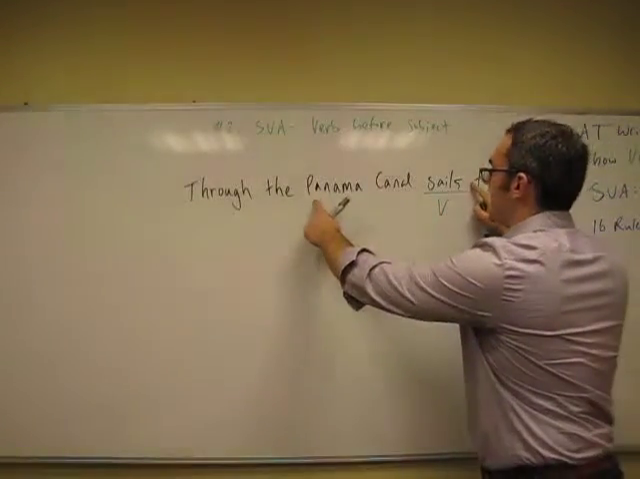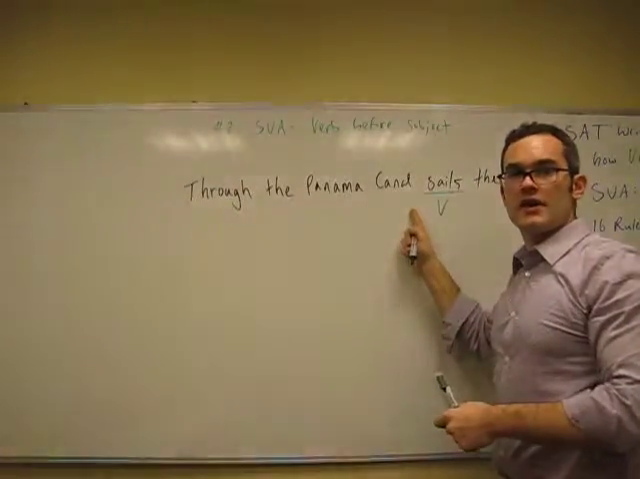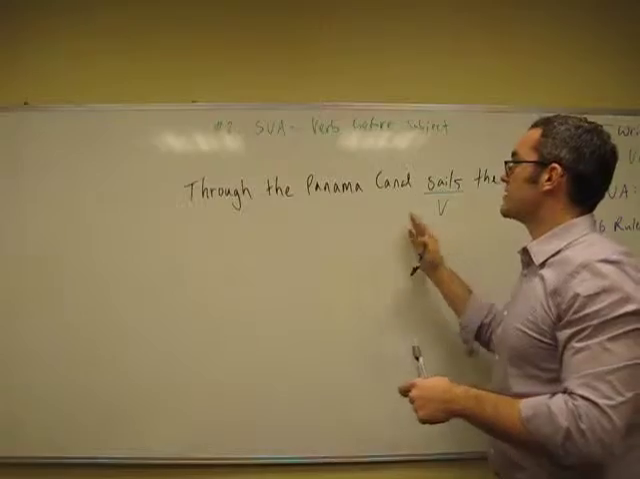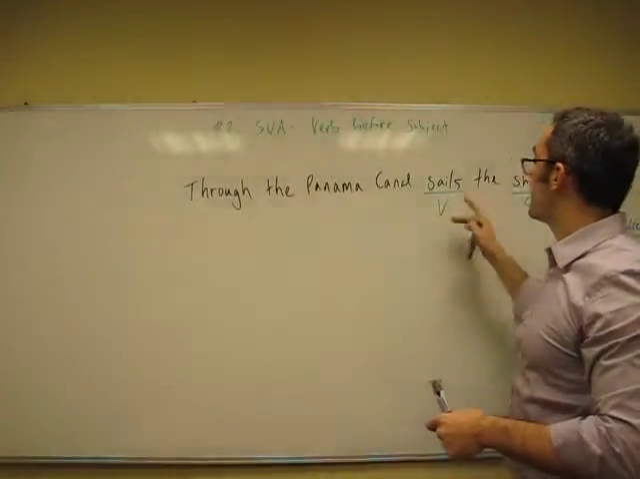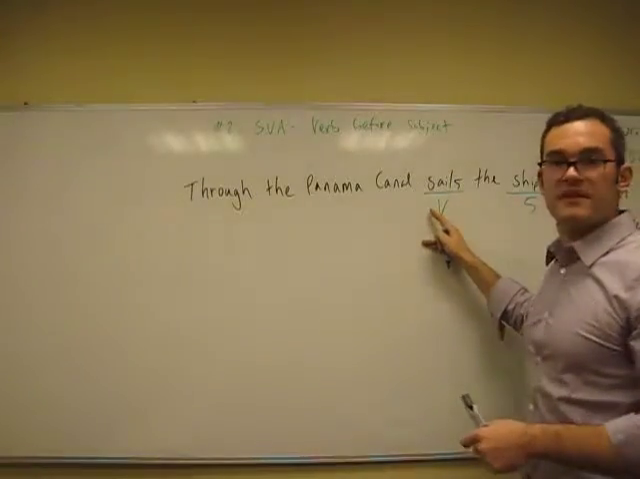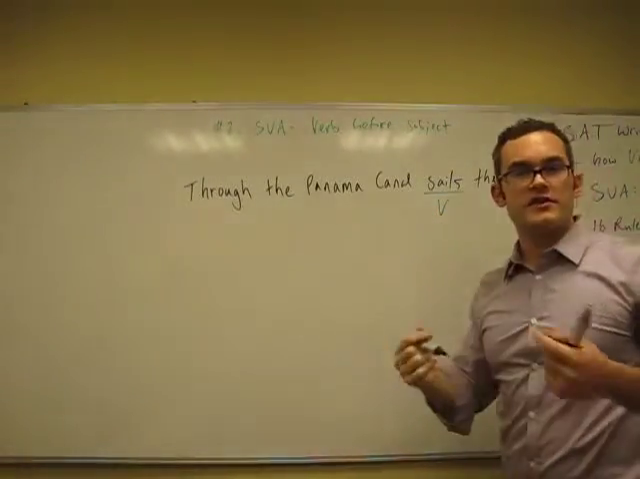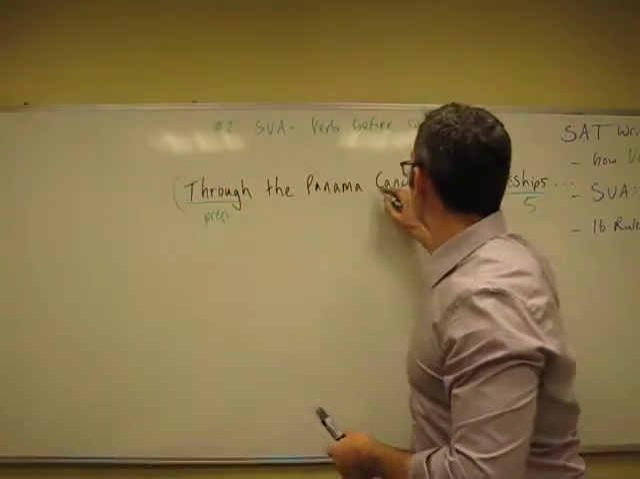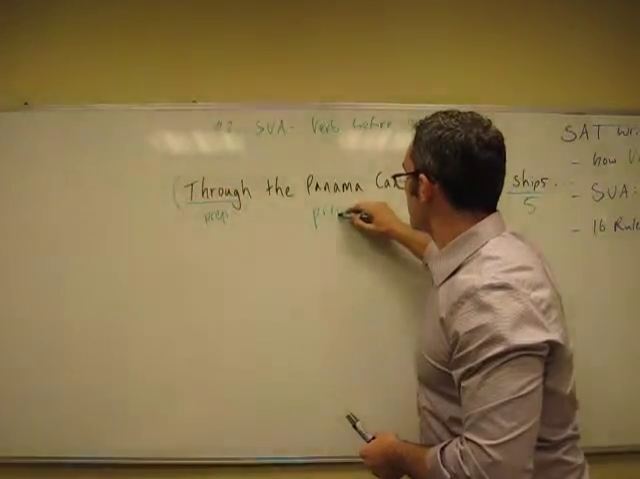And in and of itself, Panama Canal sails does agree. But Panama Canal is not the subject. Panama Canal is just a noun that occurs before the subject, which is preceded by the verb sails. Okay? We could also take note of the fact that through is a preposition, and hence this whole thing is a prepositional phrase.